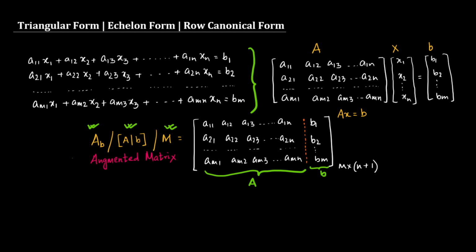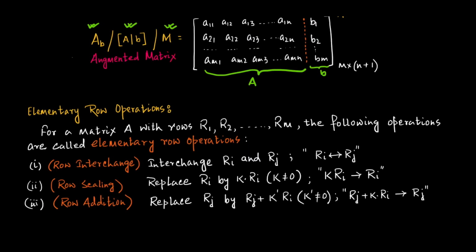By elementary row operations, we mean, for a matrix A with rows R1, R2, etc., Rm, the following operations are called elementary row operations. The first one is row interchange. That means we can interchange the ith row and the jth row. Symbolically, it is represented in this way. The second one is row scaling. That is, we can replace the ith row by some non-zero constant multiple of the same row. Symbolically, it is represented as k times Ri, where k is not equal to 0, replaces Ri.